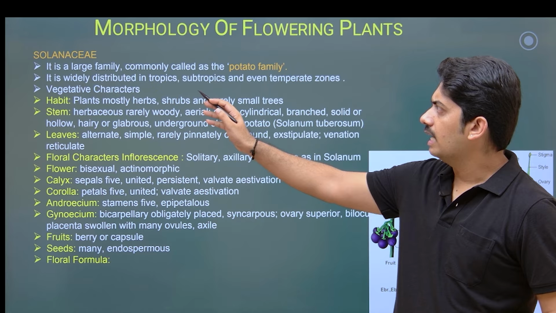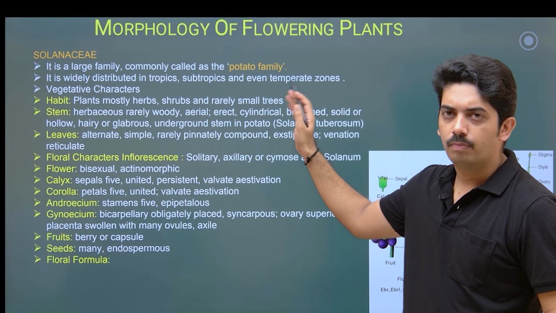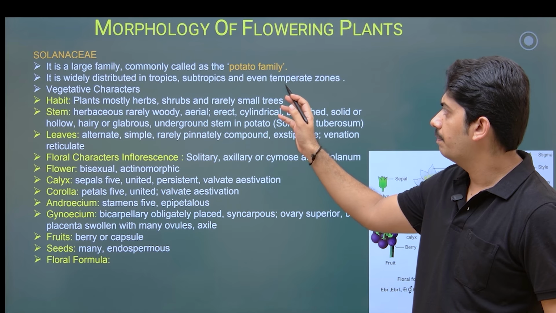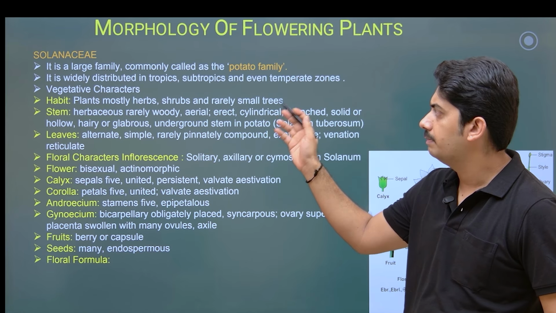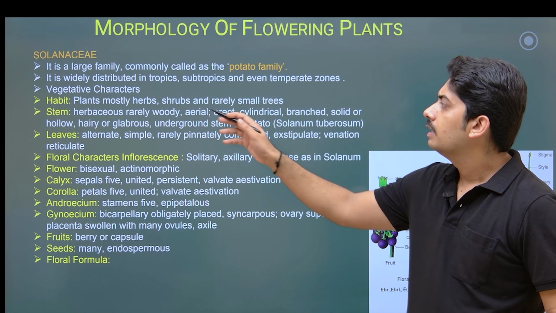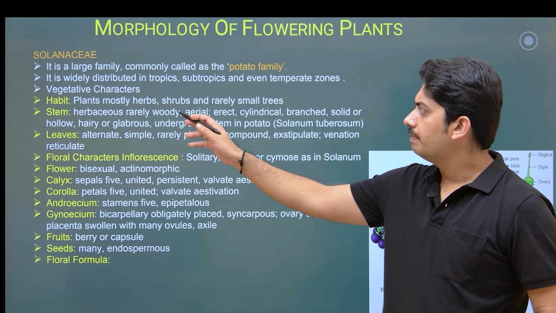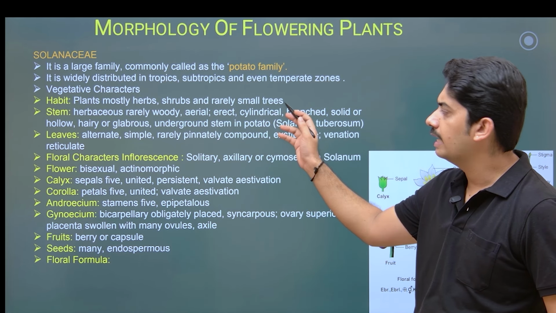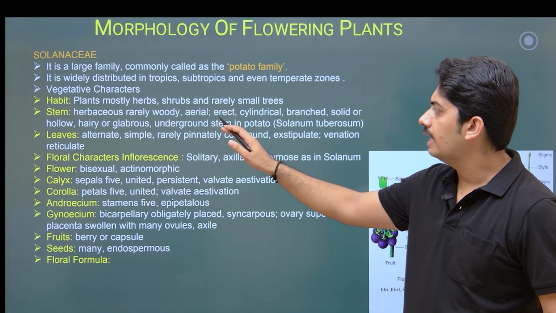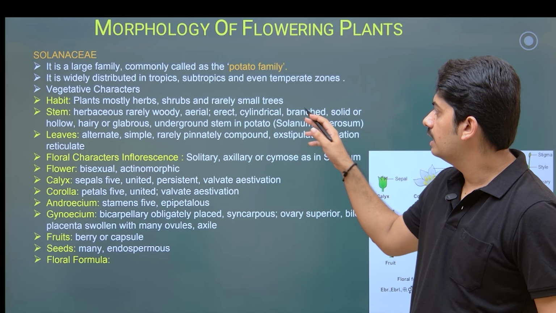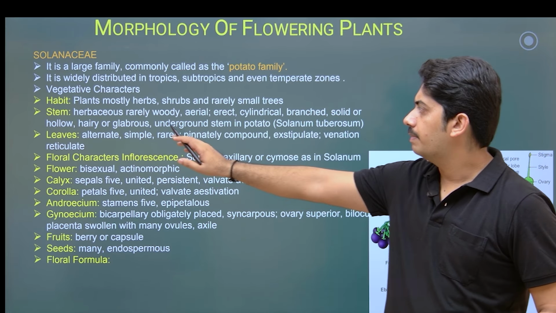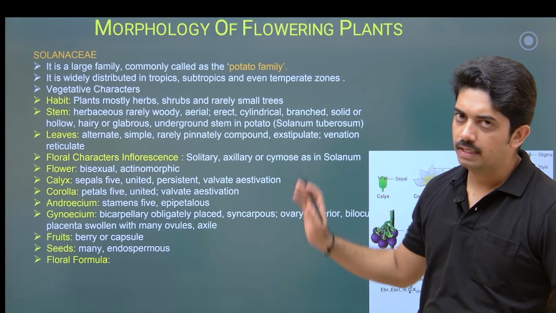It's a large family commonly called the potato family. It is widely distributed in tropics, subtropics, even in temperate zones. That means in cold countries also you observe some of the plants. Then habit, plants mostly herbs, shrubs and rarely small trees. Stem herbaceous, rarely woody, aerial, erect, cylindrical, branched, solid, hollow. Then hairy, glabrous. Underground stem, example is potato.